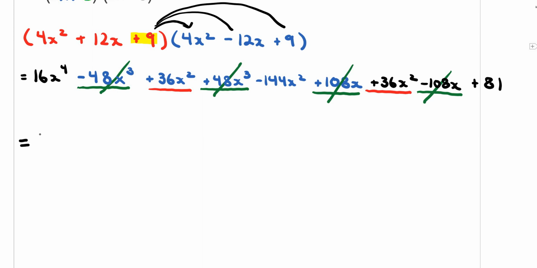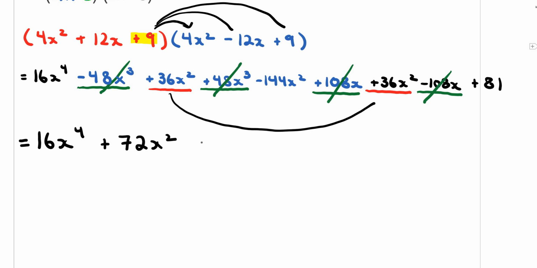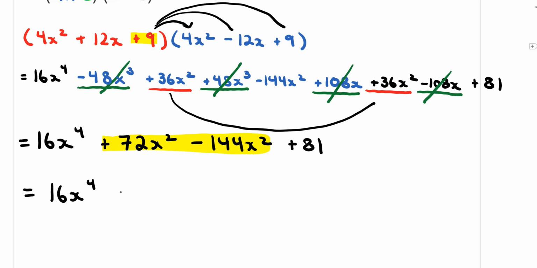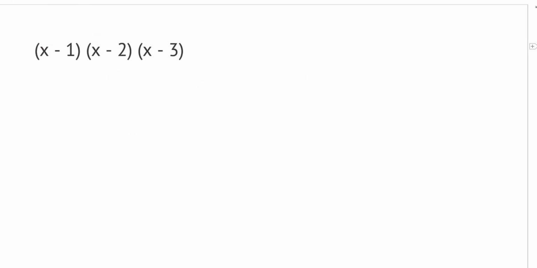Okay, let's go ahead and finish off this problem by collecting all the like terms here. So I have 16x to the power of 4. If I combine this and this, I get positive 72x squared, and then I can minus the 144x squared, and I have my positive 81 at the very end. And then one final thing we can do is combine these like terms, and that will give me 16x to the power of 4 minus 72x squared plus 81. All right, so there's a lot going on in that particular question. You have to be very good at collecting all the like terms, and that's a very good question.